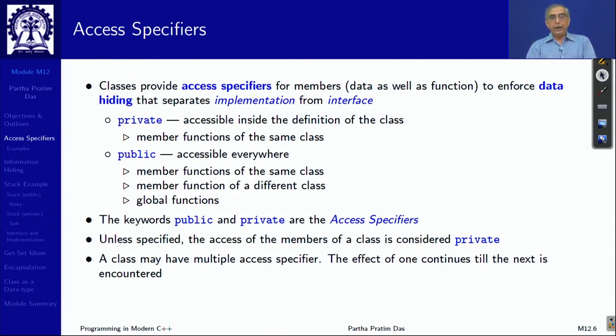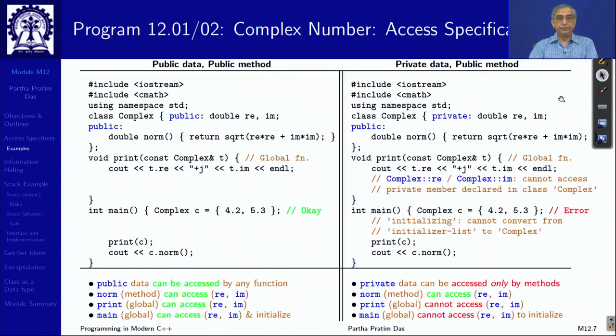So, this is something which will be used to enforce data hiding, to separate implementation from interface. We will see what that means. Public and private both are keywords and to be used before the name of the data member or member function. So, the example will clarify things very clearly.